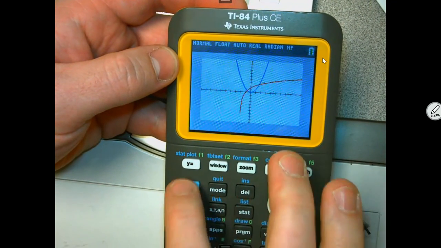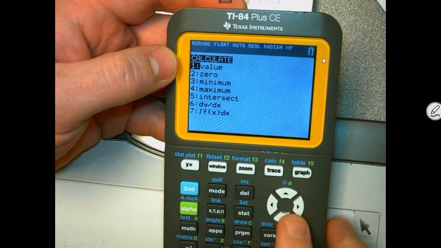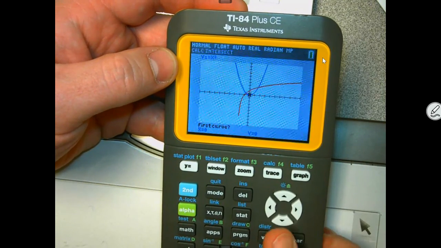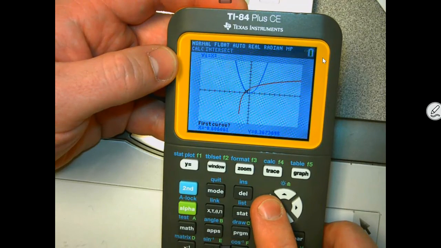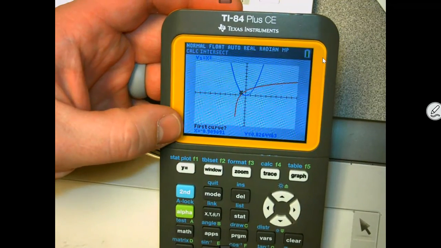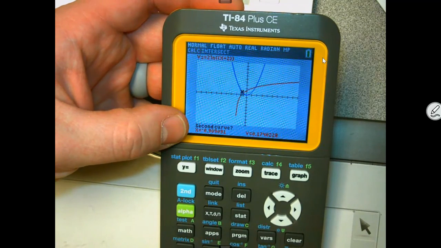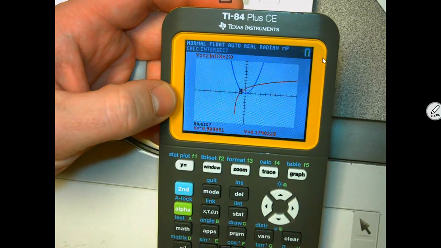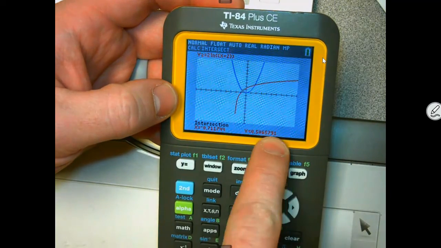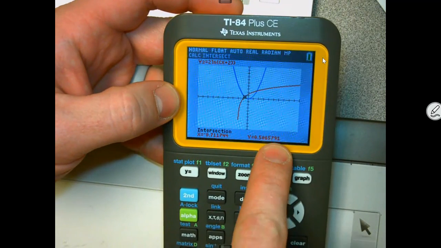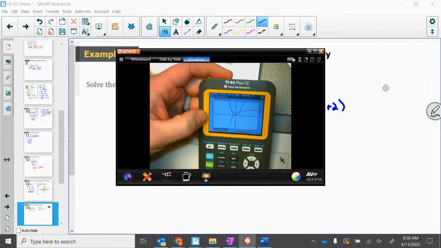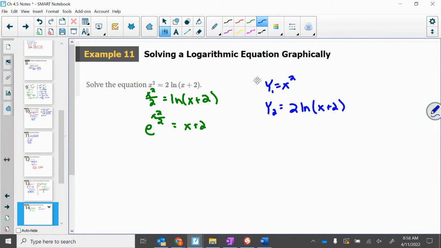So if I hit second trace, it gets me to the calculate screen, and we want the intersection. Okay, so I just scroll over to where one of the intersections occurs. It says first curve, hit enter, second curve, enter, and then you can guess or you can just hit enter. And then it spits back, this is the x value, this is the y value. And I would do the exact same thing for this intersection over here.